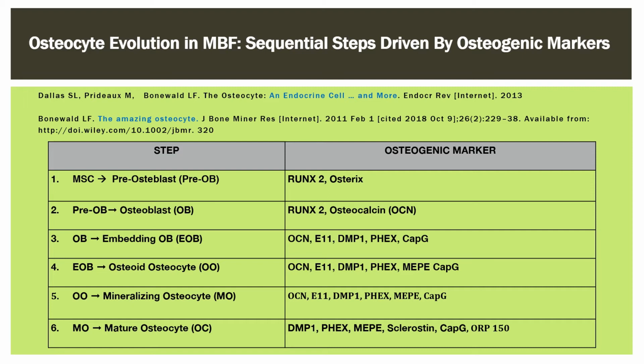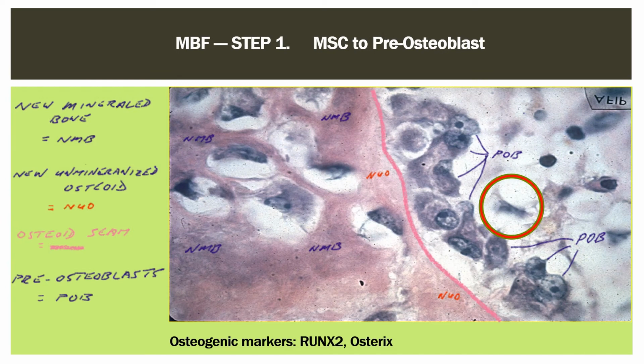The chart outlines the various OGMs that are involved at each step. Note that this work, as outlined in the references, is in small animals and may not represent what occurs in humans. This slide in a different specimen shows detail.